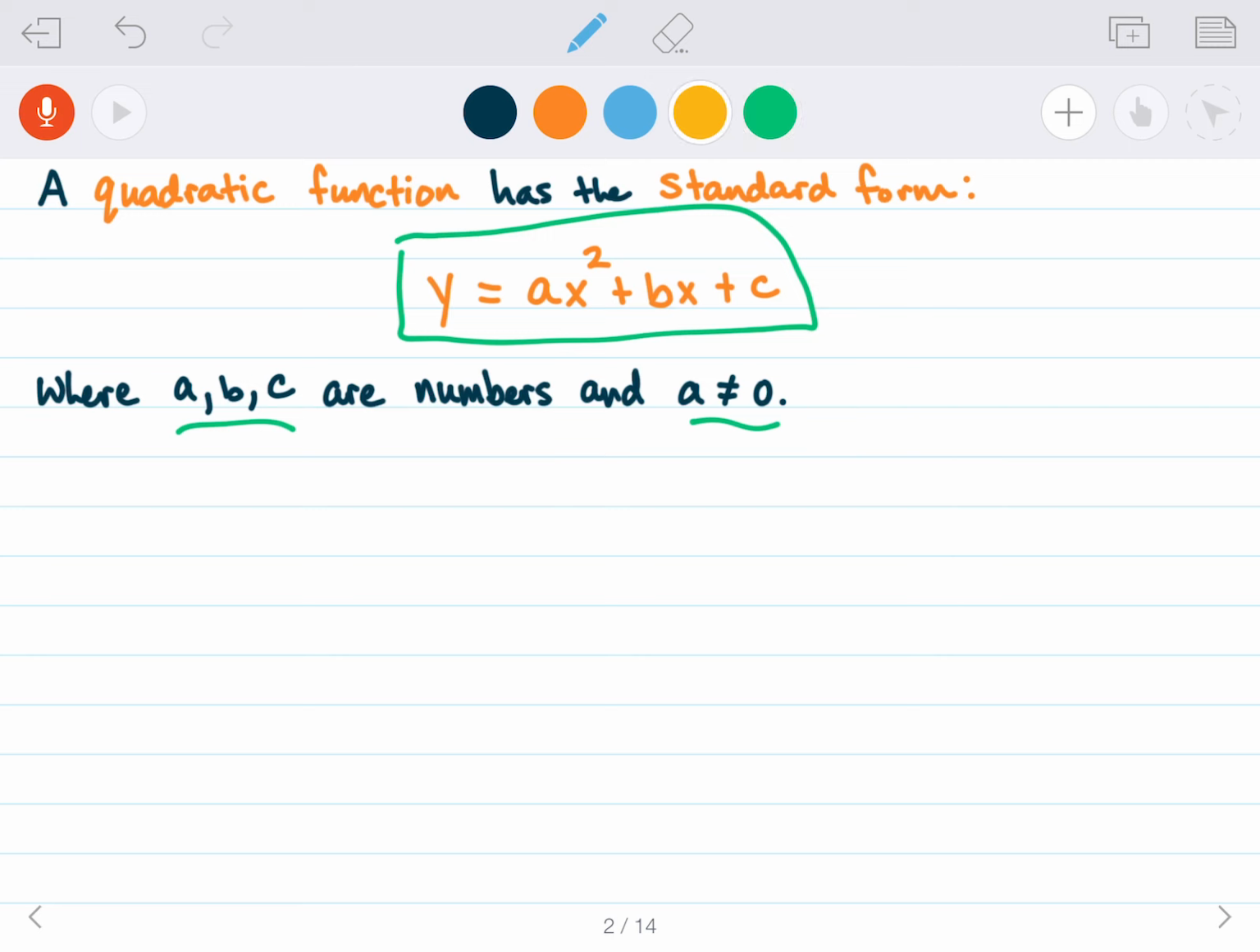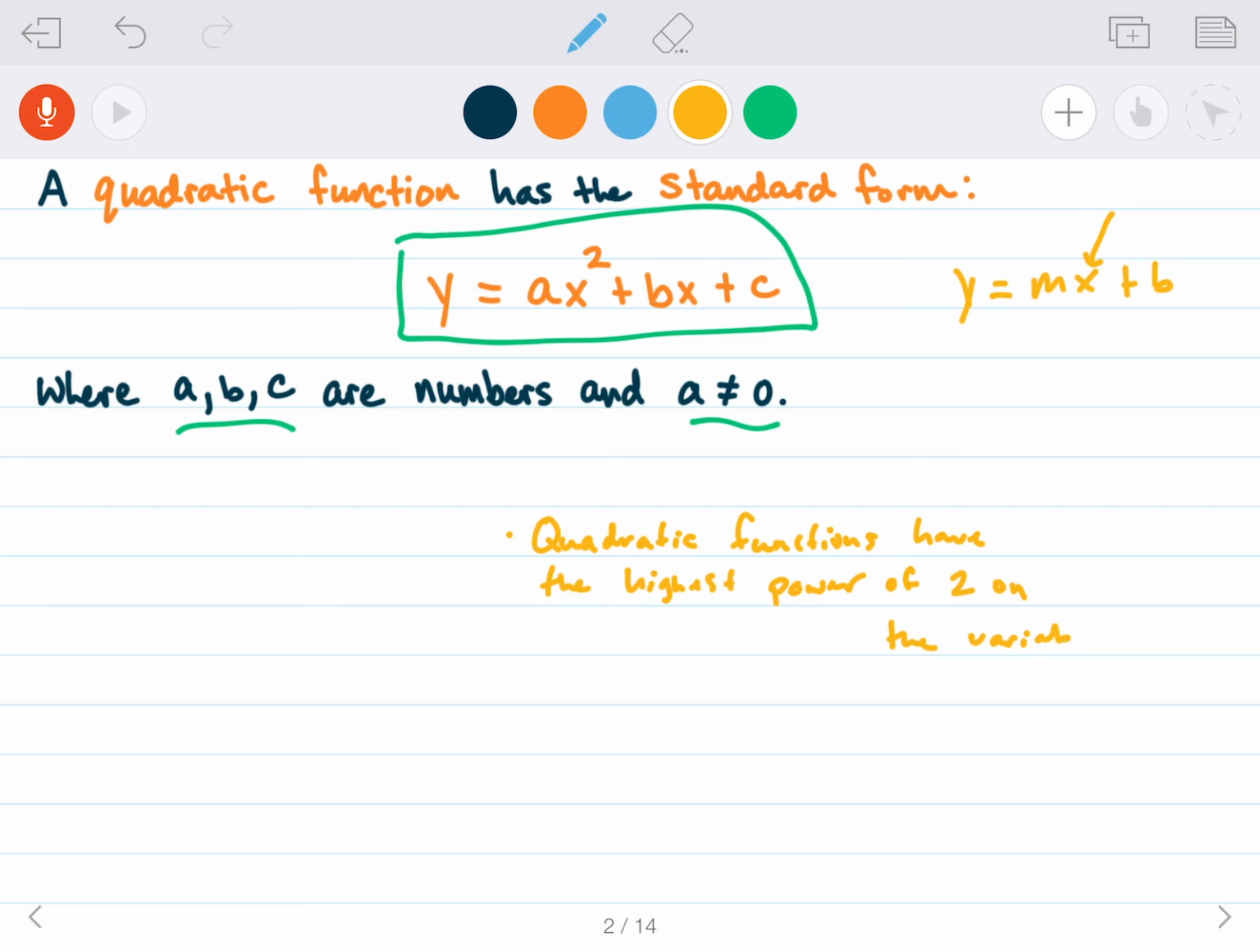Notice how it's different from a linear function. Remember, a linear function was of the form y equals mx plus b, where m and b were numbers and x had the highest power of 1. Here, the quadratic functions have the highest power of 2 on the variable. So we can see that right here, our highest power is 2. So that's what a quadratic function is.